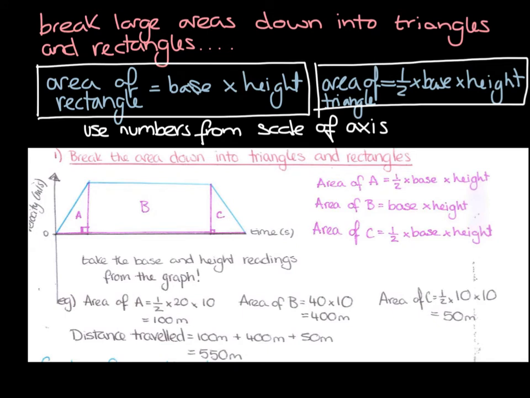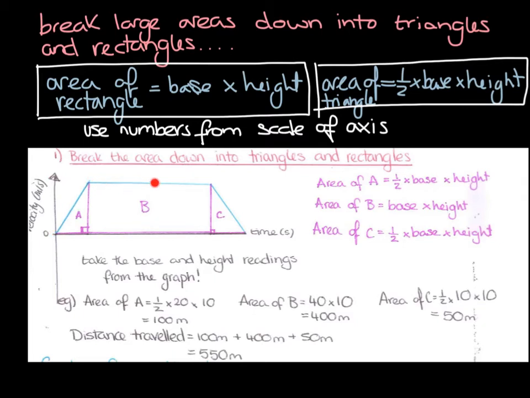So what you're going to do is break large areas down into right angle triangles and rectangles. We know that the area of a rectangle is the base times the height, and the area of a right angle triangle is half the base times the height. In terms of the numbers that we're putting into the base and height, we have to read them off the scale. You're not simply putting in the number of squares, you're taking a reading off the x and y axis.